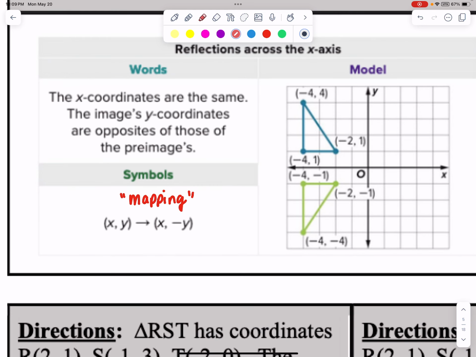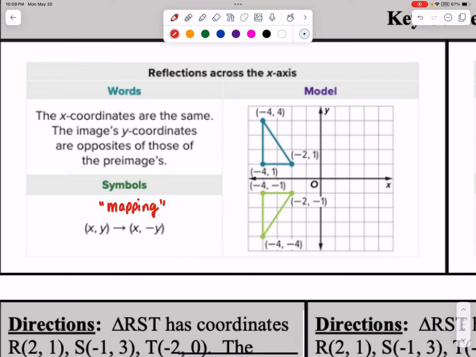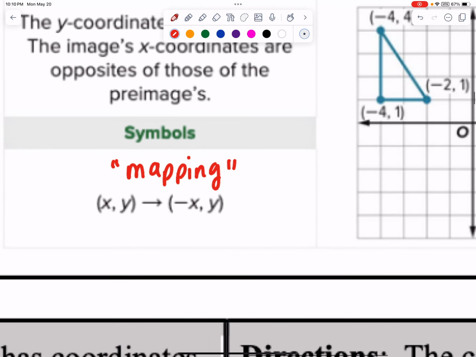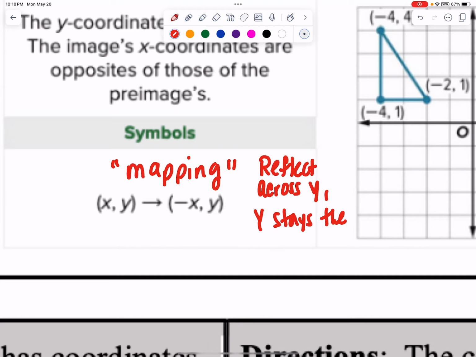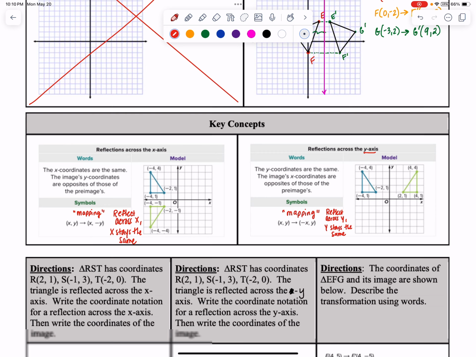Here we have reflect across the X. So let's write reflect across X, comma, X stays the same. And then over here, we have reflect across Y, comma, Y stays the same. So something to be aware of.